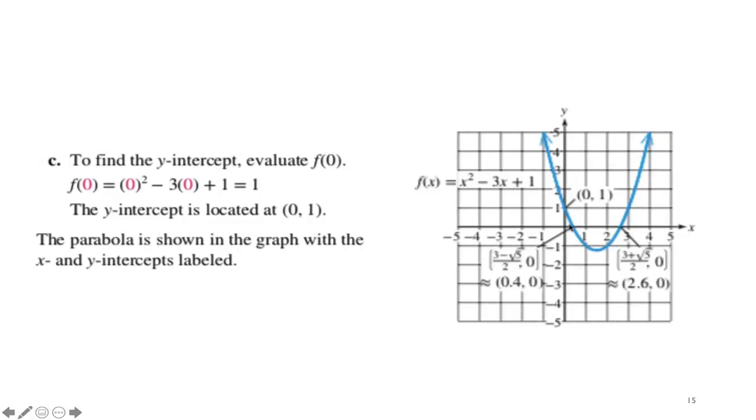But the 2 zeros, the 2 x-intercepts, was harder. We saw that we solved for those by using the quadratic formula to solve when the function is equal to 0. And so we found those 2 zeros. Those are irrational zeros.